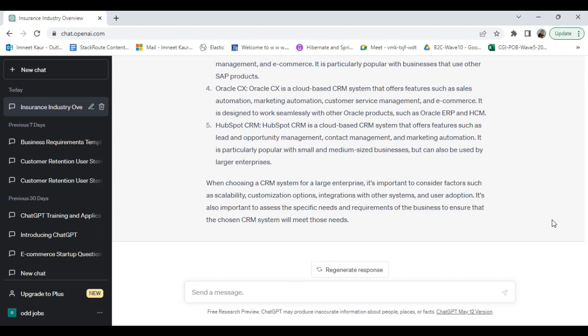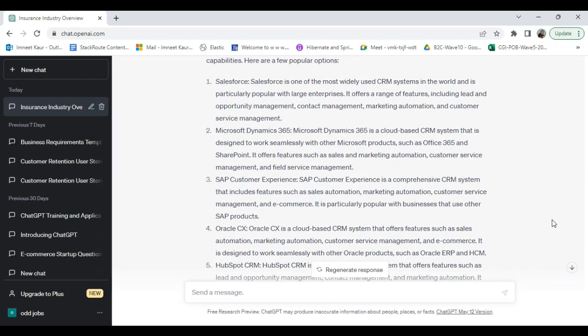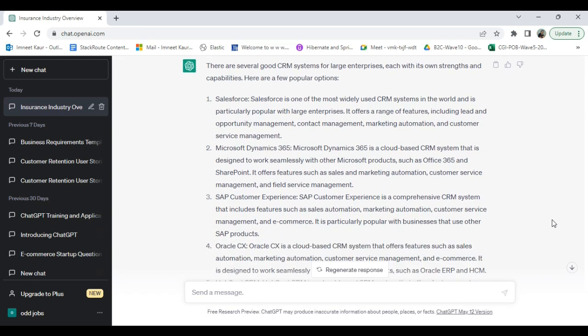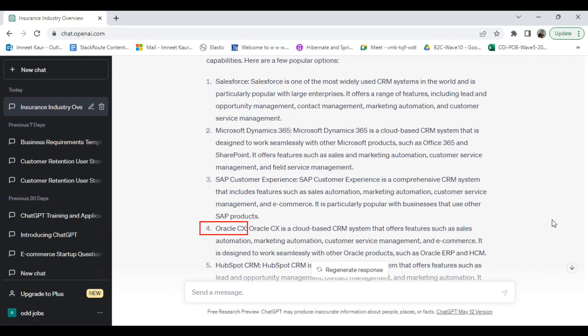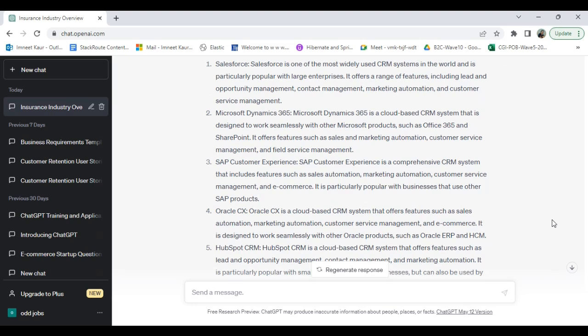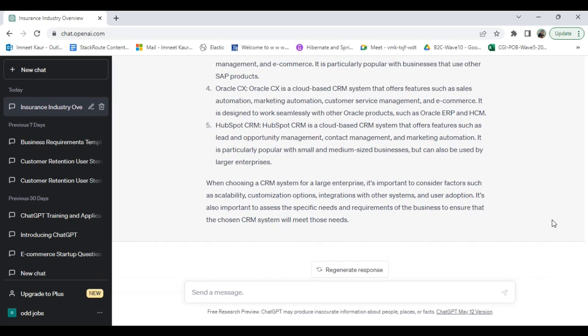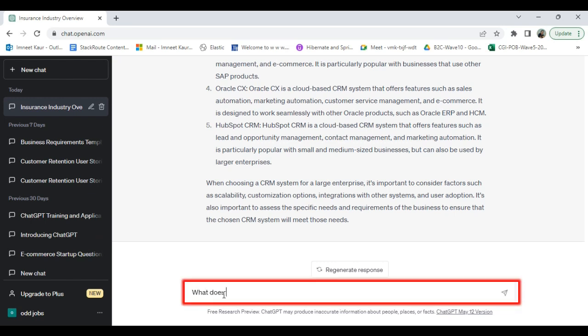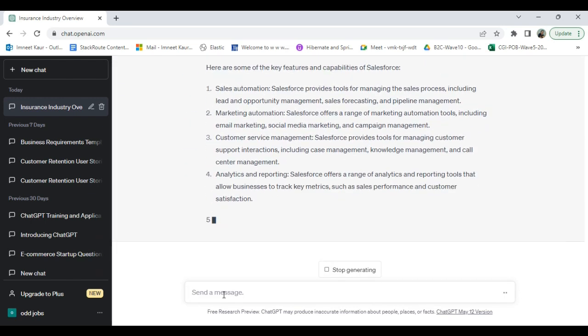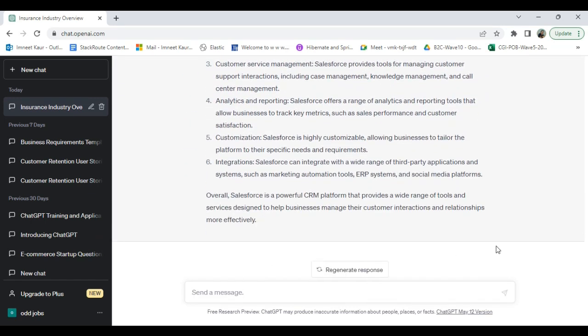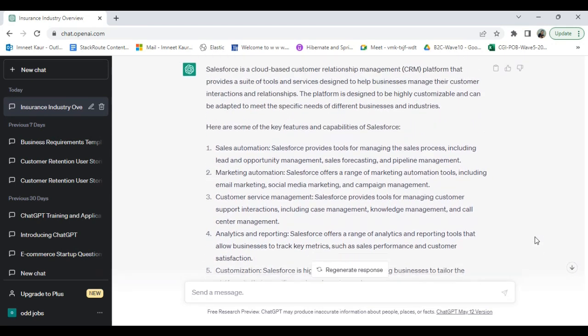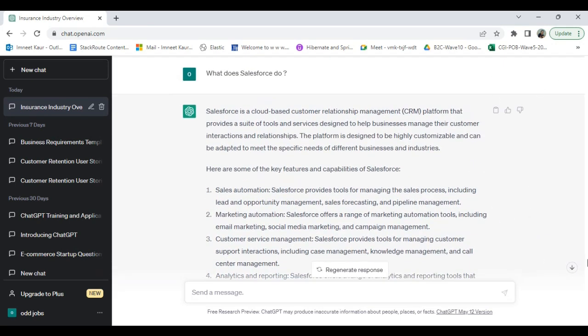So you can see it is giving us the companies like Salesforce, Microsoft Dynamics 365, SAP Customer Experience, Oracle's CX, and so on. So now let us focus on the Salesforce. So all companies have tools for the other domains as well, except the Salesforce. So let us focus on Salesforce. So let me ask, what does Salesforce do? So here the response is related to Salesforce platform and not Salesforce company.